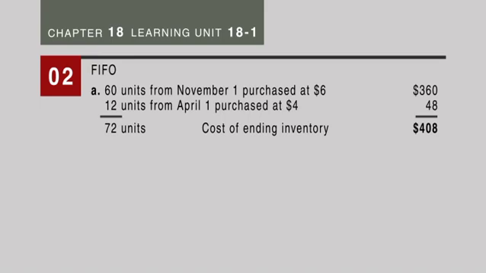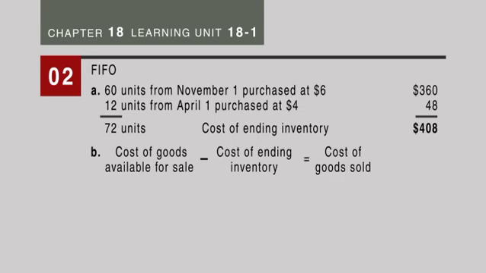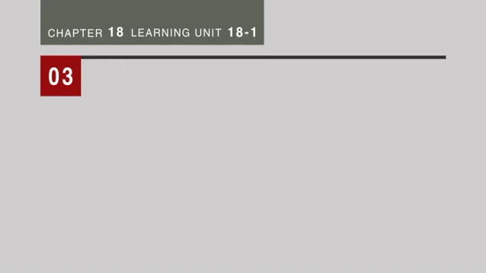Calculating the cost of goods sold, we take the cost of goods available for sale, which is still $630. We subtract out the cost of ending inventory that we just calculated of $408, and we get $222 cost of goods sold.